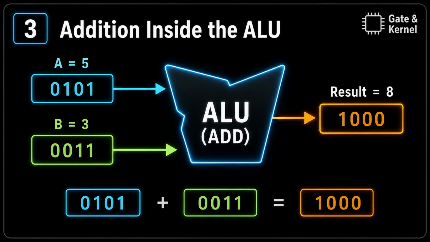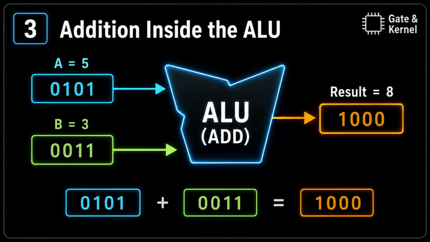We are not going to study the detailed multi-bit adder design in this lesson. For now, we will treat the internal adder as a hardware block. The important point is that the ALU contains real digital circuitry that performs binary addition. Suppose A is 5. In 4-bit binary, 5 is 0101. Suppose B is 3. 3 is 0011. The ALU adds them. 0101 plus 0011 produces 1000. That is 8. So 5 plus 3 equals 8.